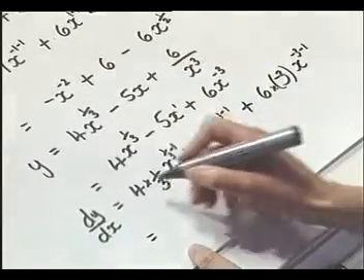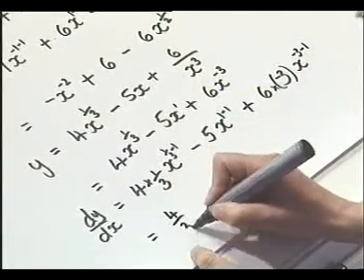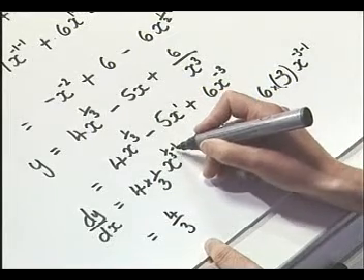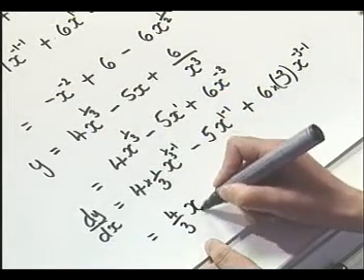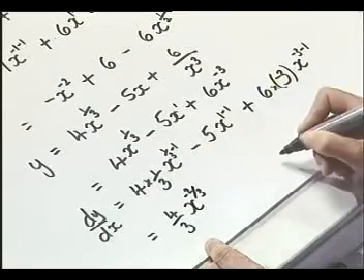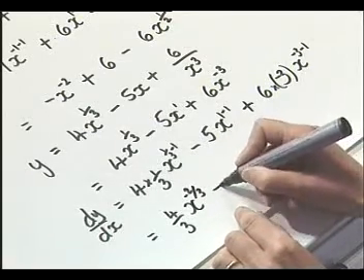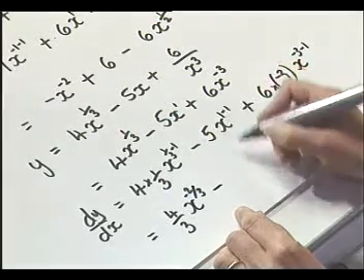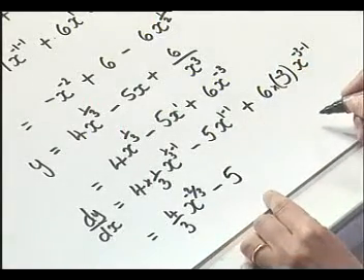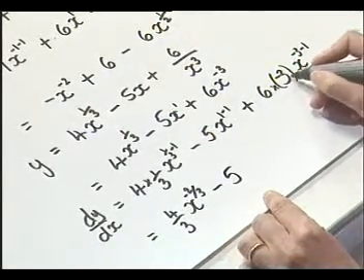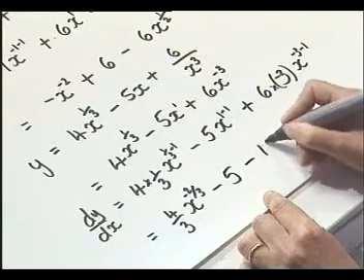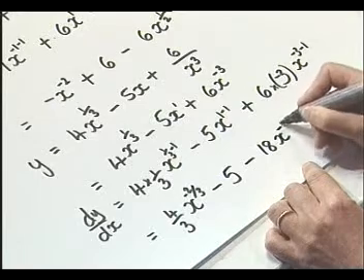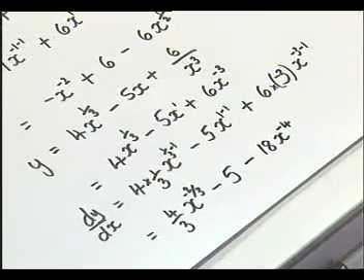So let's tidy it all up. We get 4/3. X to the power 1/3 take away 1 is minus 2/3. So it's x to the power of minus 2/3 minus, now here x to the power of 1 minus 1 is x to the power 0, which is 1, so it's just minus 5. 6 times minus 3 is minus 18, and x to the power minus 3 minus 1 is minus 4. So there's our derivative.